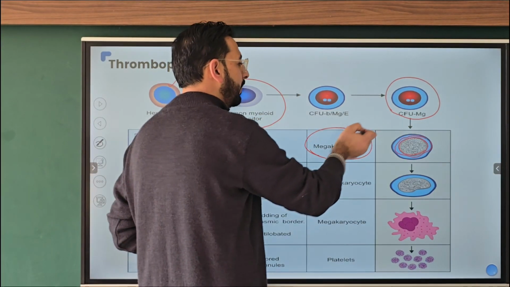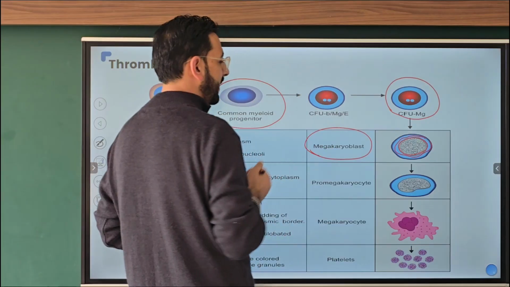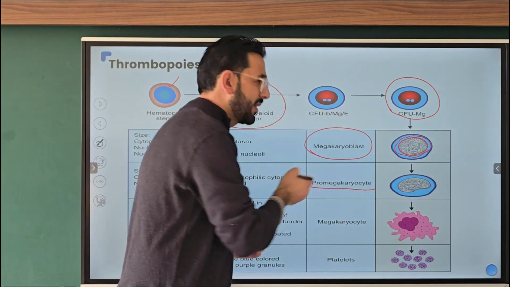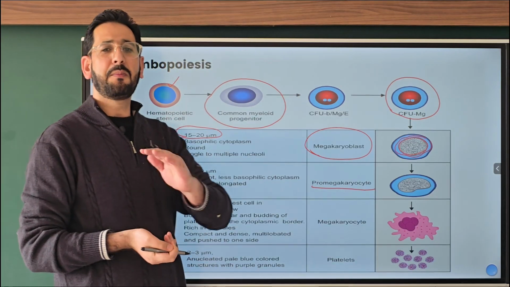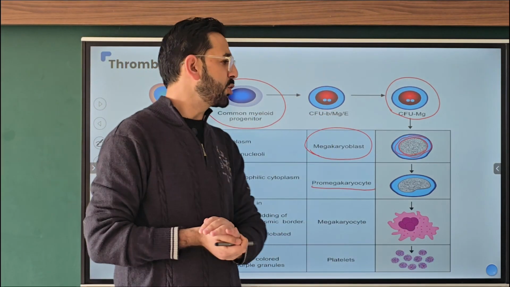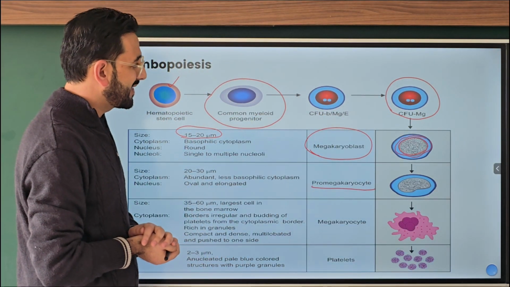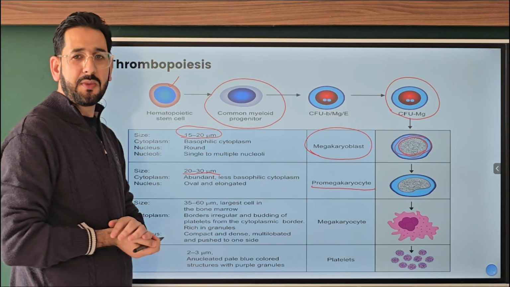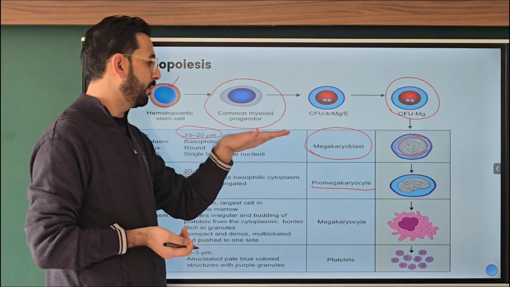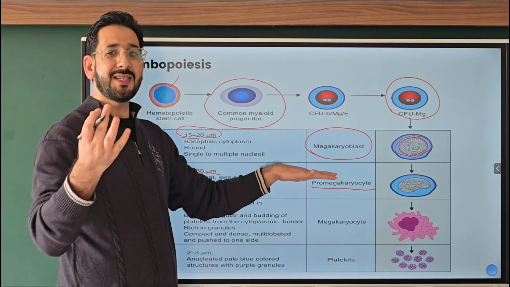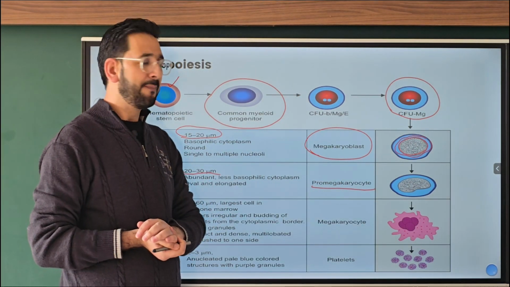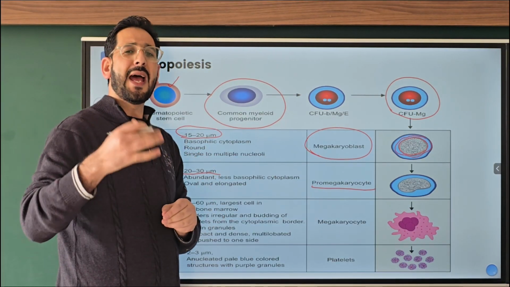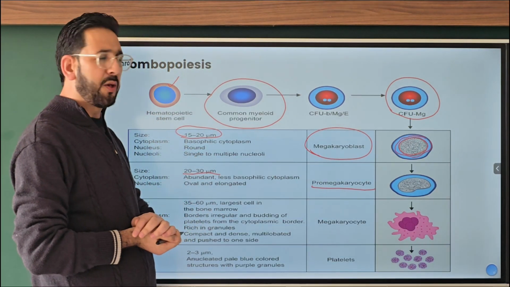Now this megakaryoblast will differentiate into another type of cell that we call promegakaryocyte. Promegakaryocyte comes before the megakaryocyte. In the promegakaryocyte, we can see that the size will increase from 20 to 30 micrometers. So that means the size of the promegakaryocyte will be increased as compared to the megakaryoblast. Okay, now the cytoplasm is still basophilic, but not as basophilic as the megakaryoblast.